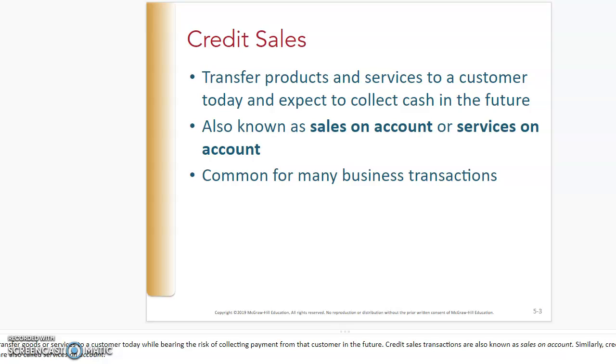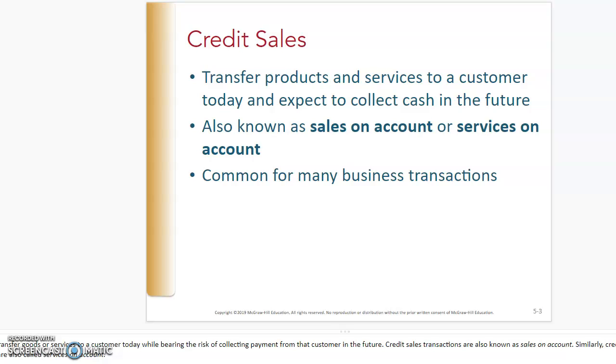Hello. Today we're going to talk about credit sales in Chapter 5 and other accounts that go along with credit sales that show up in the financial statements. We have seen some credit sales already when we were doing journal entries, but credit sales are known as sales on account or services on account. What that means is the company has provided the service or the product to the customer, but the customer has not yet paid the company.